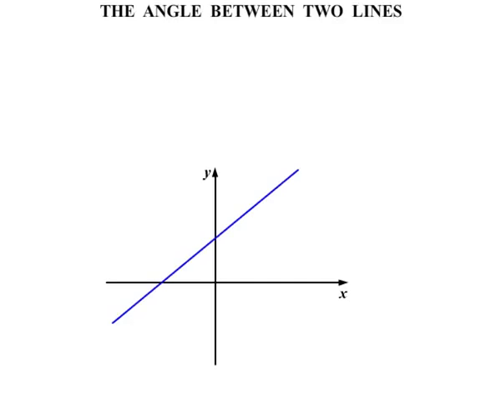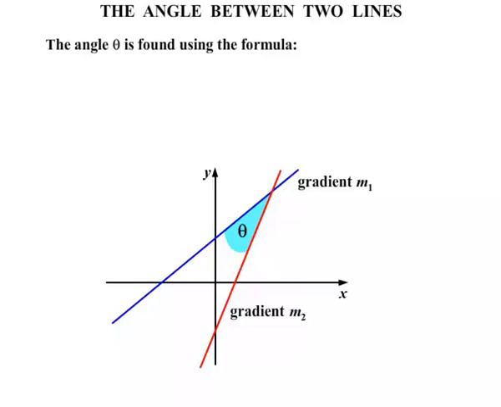In this lesson we look at the angle between two lines. Let's look at a diagram firstly. A straight line there with gradient m1, a second straight line with gradient m2, and the angle between those two lines we'll call theta.